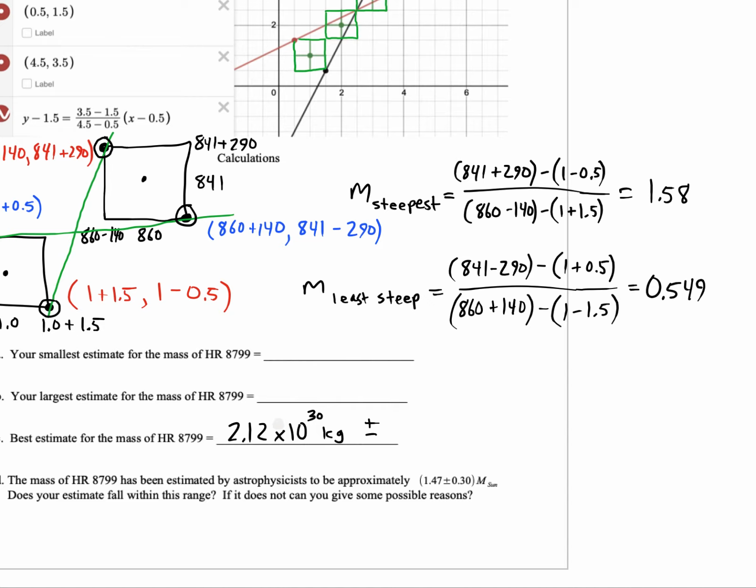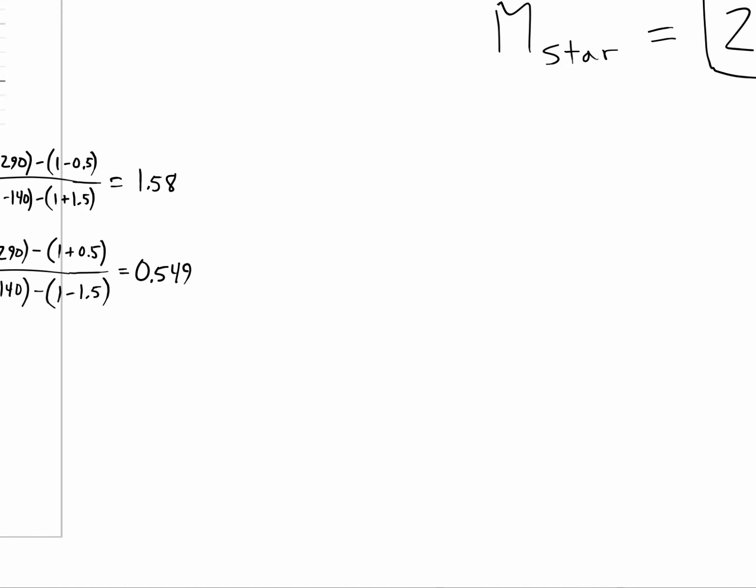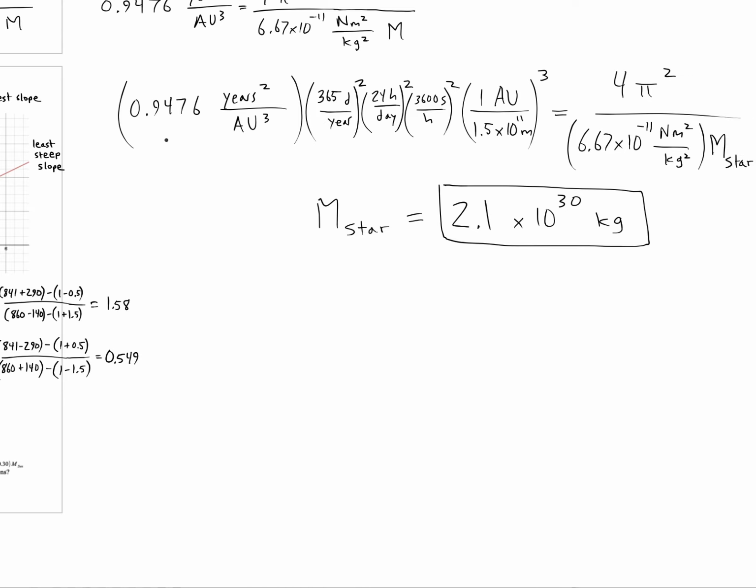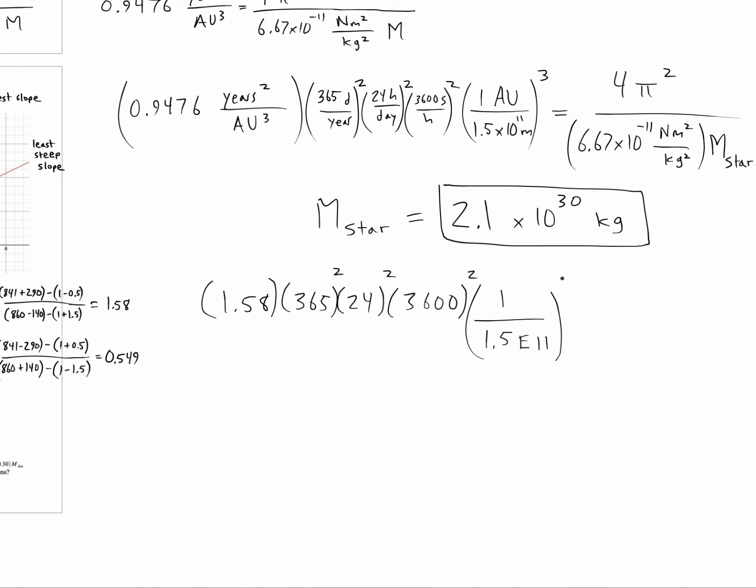The last thing to do with those would be to just take those values that you got and then just plug them in place of the slope in the same calculation that we did above. So I would do 1.58 times 365 times 24 times 3600 divided by 1.5 times 10 to the 11. We have to square that, square that, square that, cube that, and do this.